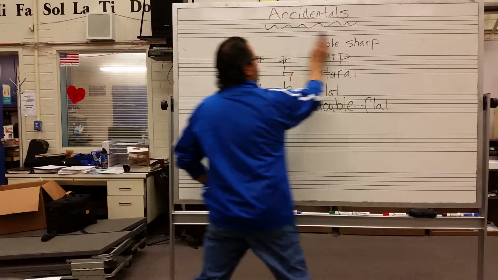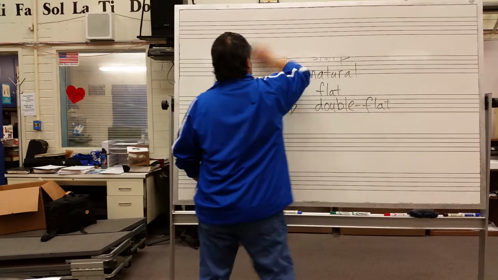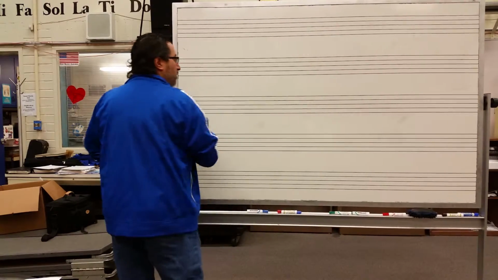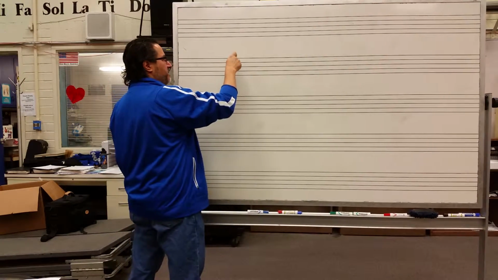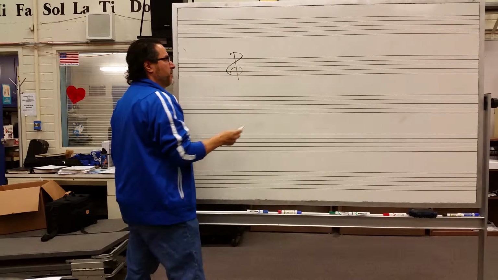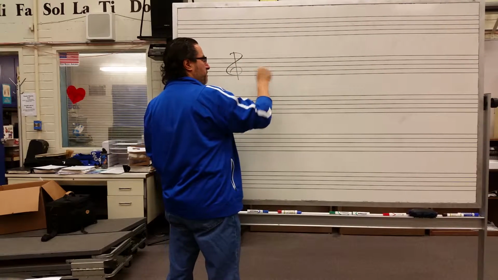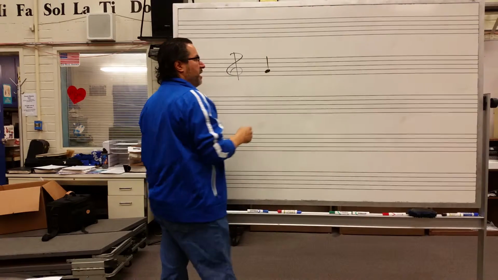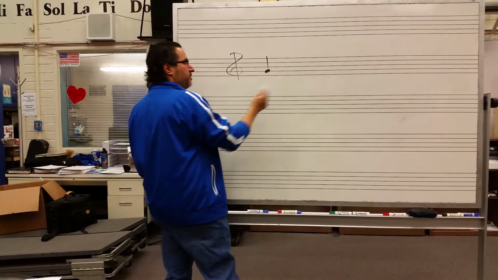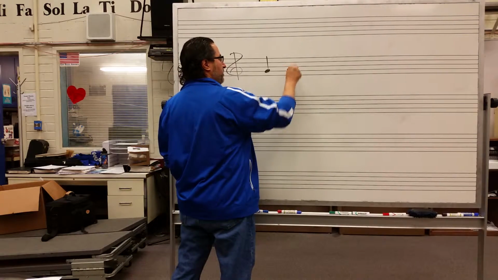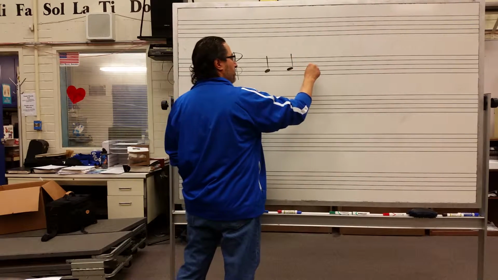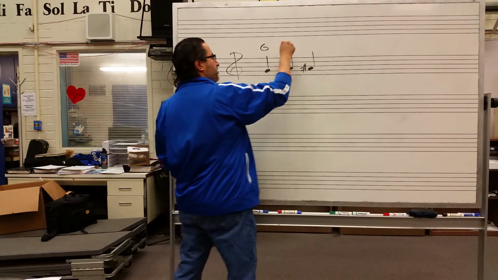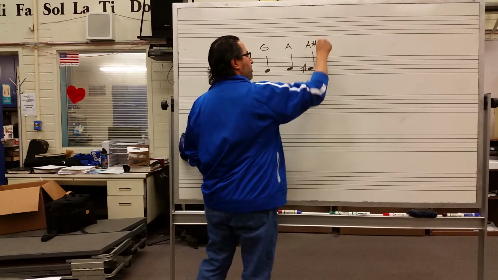Let's take a look at some examples of how accidentals work, and some important rules about those accidentals. Let's put ourselves in the treble clef, and write a note like so. Name the notes as I put them up. What note is this? G. How about this? A sharp. That one's going to be A sharp. So now I've got G, A, and A sharp.